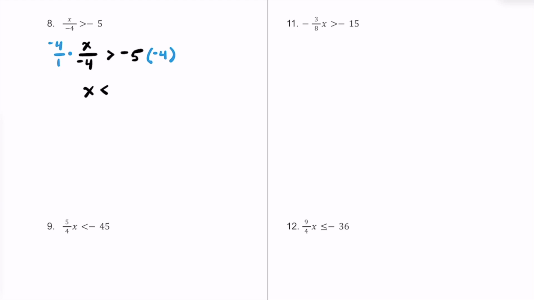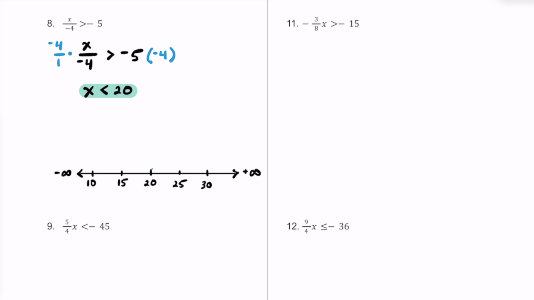On the right side, we have a -5 times -4. A negative times a negative is a positive because the opposite of the opposite is just the original. So we're going to have x is less than 20. So this right here would be our solution. Now going ahead and graphing our solution, we're going to put 20 in the middle here. I'm going to jump by 5s, put 25 and 30, then go down by 5s, I'll put 15 and 10.